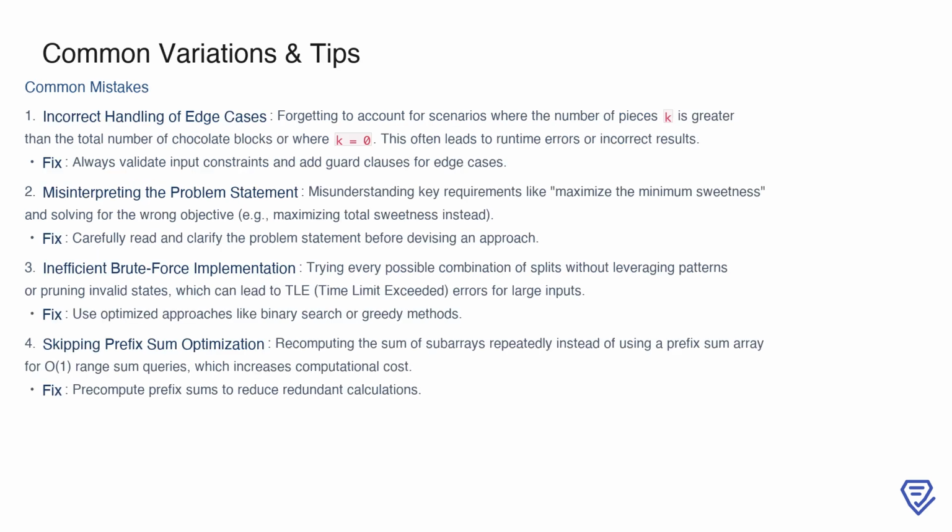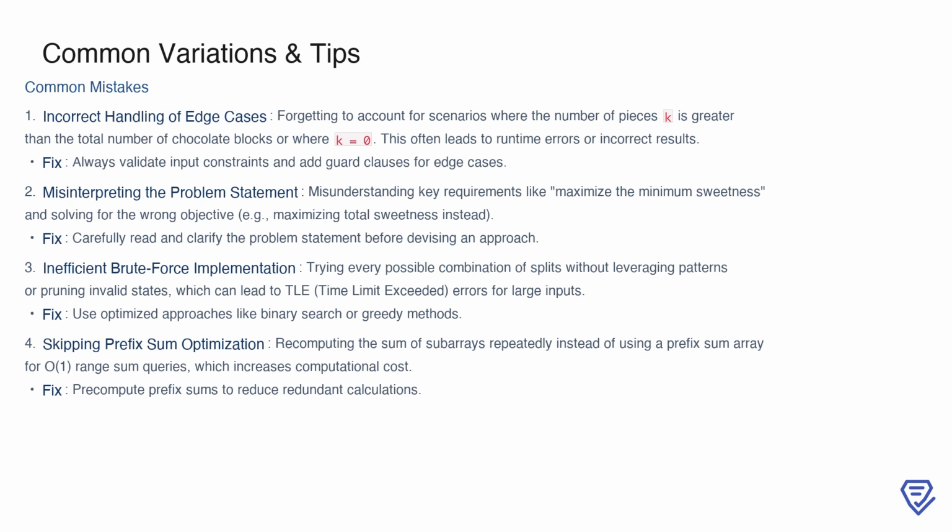When solving this problem, there are some common mistakes that you should be aware of. First, incorrectly handling edge cases is a frequent issue. For example, if the number of pieces, k, is greater than the total number of chocolate blocks, or if k equals 0, the program can fail with runtime errors or produce incorrect results. The best way to fix this is by validating your input constraints and adding guard clauses to handle these edge cases explicitly.